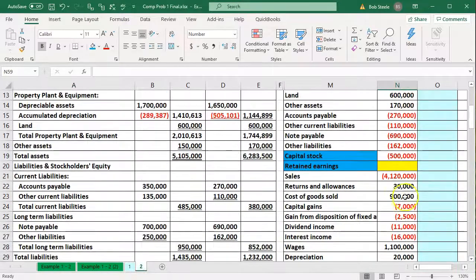Okay, so now we're going to go back up top, and you'll recall we left this retained earnings in place. We're not in balance. We have to figure out this retained earnings.